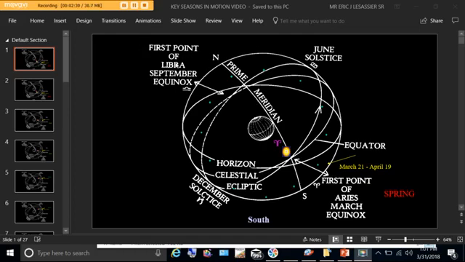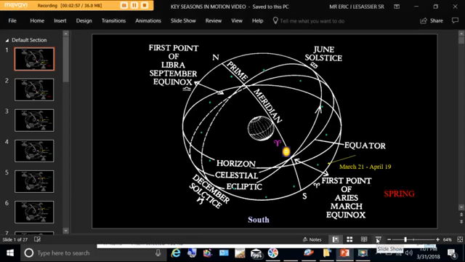Here is the first point of Libra, the September equinox, but it really starts in Virgo. It's just generally showing you where these points are so that you see how the season goes. March 21st through April 19th is considered spring, and that's where this is. So we're going to start this rotation so you can see how this actually happens, and how the seasons are created.